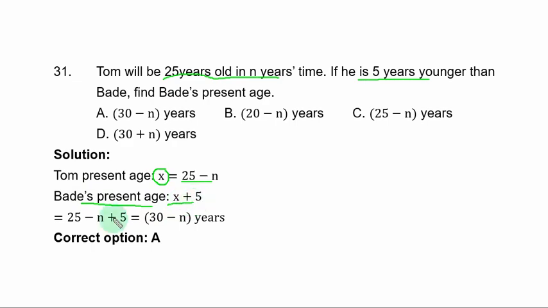Now it follows that s is equal to 25 minus n, and we have s plus 5. So in place of s, we simply put 25 minus n. If you do that, you have 25 plus 5 is 30 minus n, all in years. So A is the correct option.